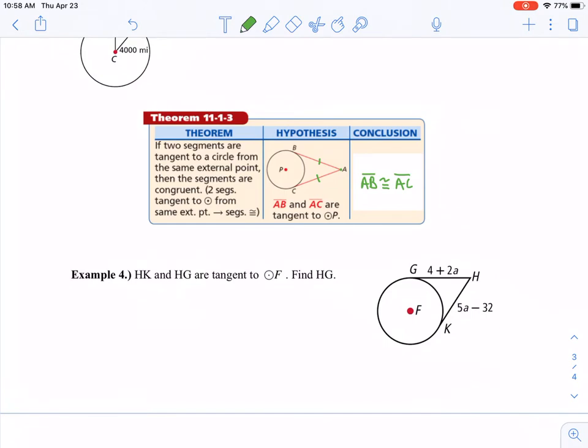And those are all the theorems and definitions that you'll need. You can use those and apply those to some problem solving situations in the exit ticket and the homework.